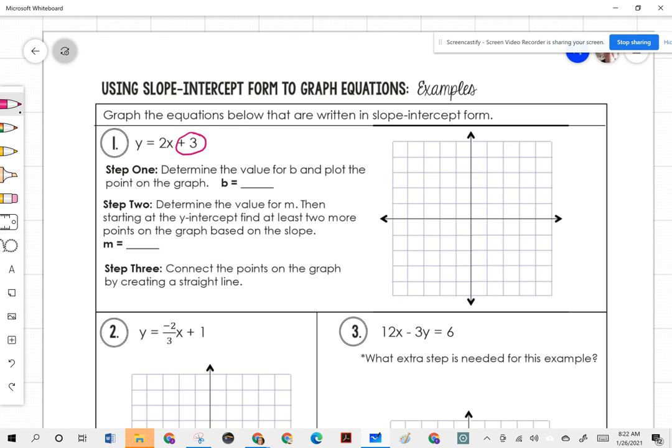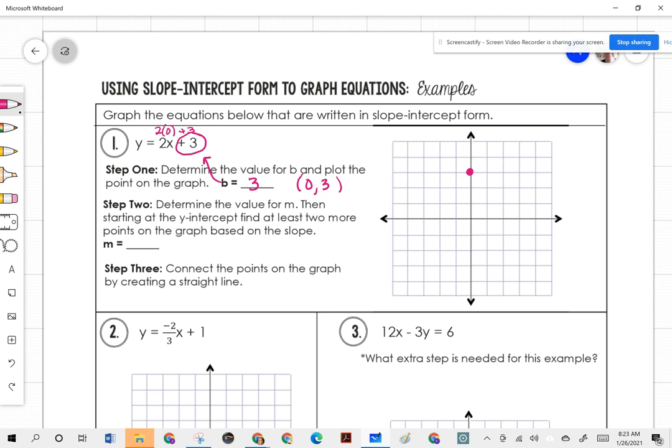So remember that when x is 0, if I were to replace x with 0, 2 times 0 is obviously 0. 0 plus 3 is just 3. So that's why it's easy to identify it right there. So the point on the graph is (0, 3). So my y-intercept is right here, right?